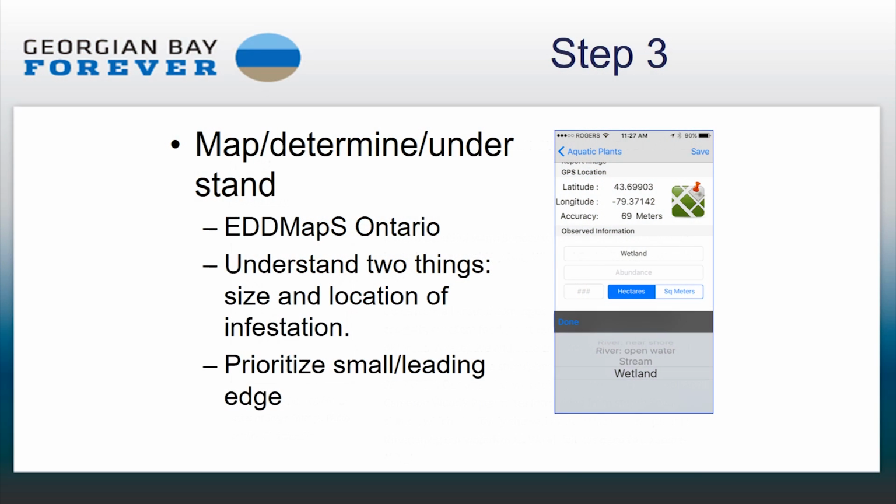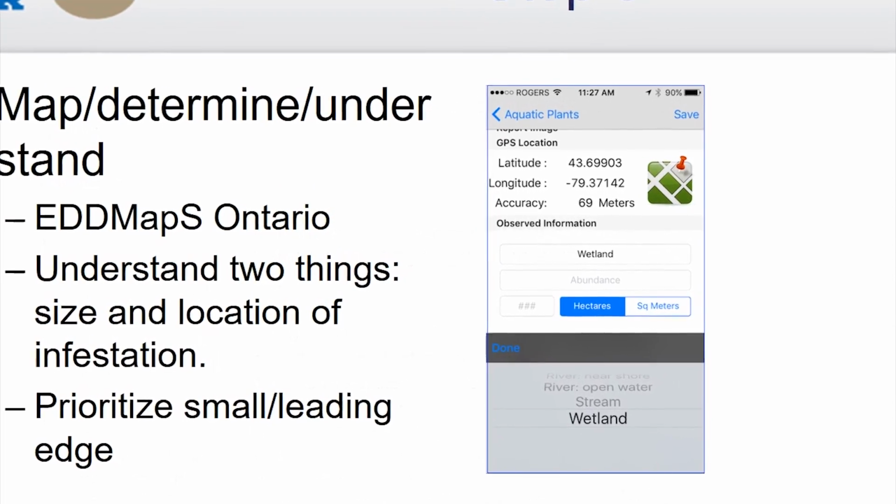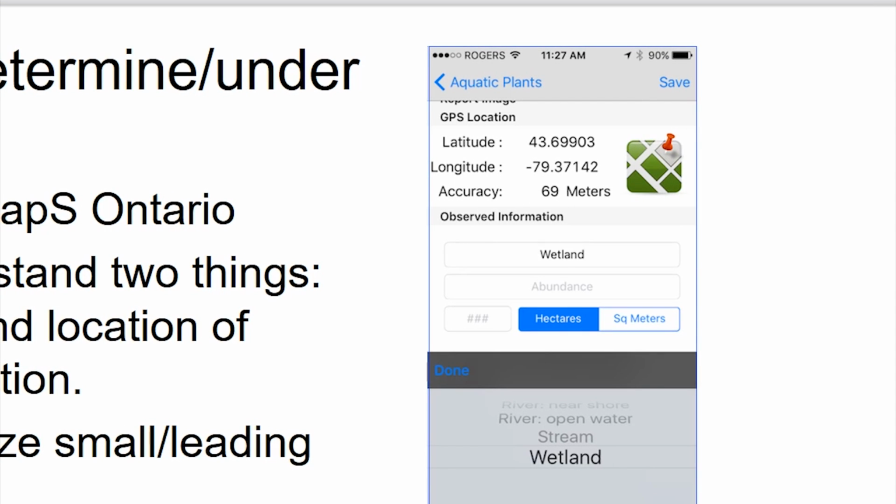Now, when you go into the EDDMapS in your app, it's pretty intuitive, but I'll just mention a few things. You'll have to pick the invasive species. Sometimes it's known as European common reed, which is the common name. Usually you can get it from Phragmites australis, subspecies australis. So you have to pick that out.